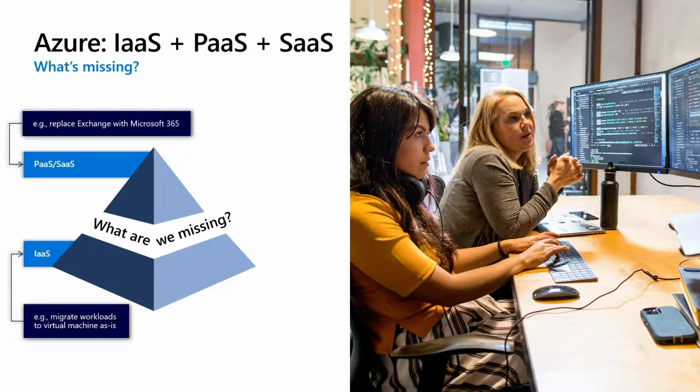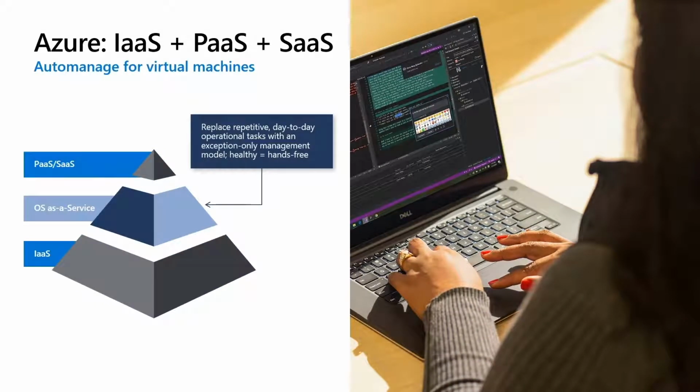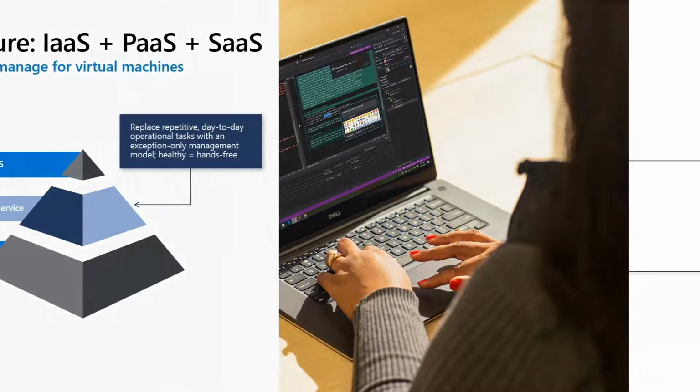The answer comes back as something that we originally coined as operating system as a service. We decided that wasn't a good name, but it is a good description. So the goal of Azure Auto Manage is to replace repetitive day-to-day operational tasks with this exception-only management model, where if that VM is healthy, and we believe they are 90+% of the time, it will become a hands-free experience, an exception-only management model. At a high level, there are three things that we're really targeting.